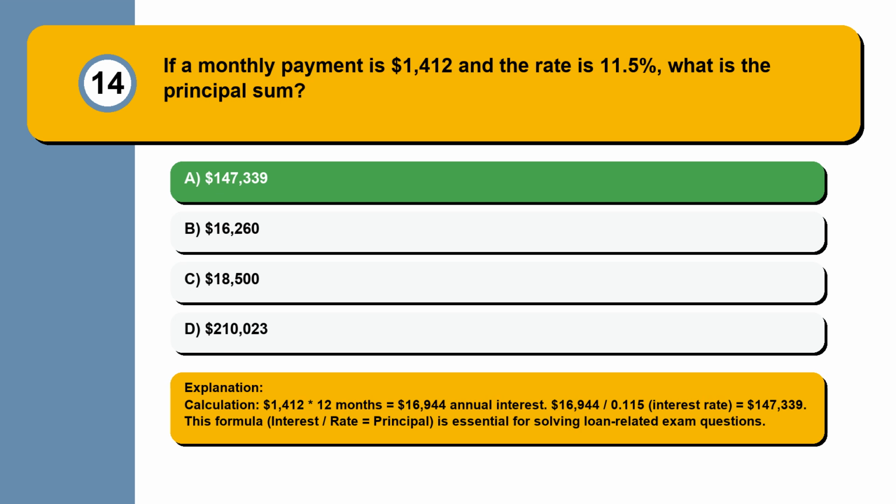Calculation: $1,412 times 12 months equals $16,944 annual interest.